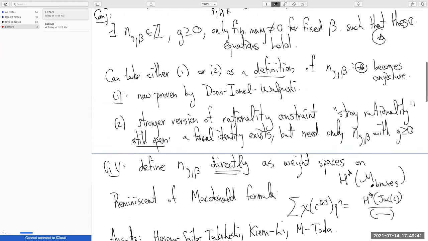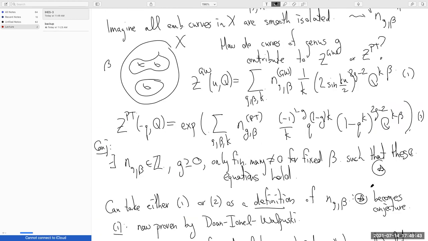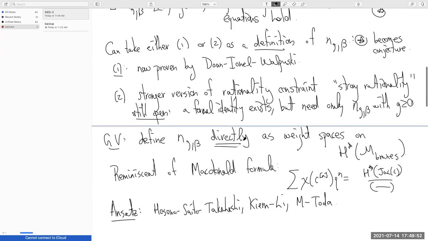But okay, so this is the goal. We have some kind of expression like this, and we want to find a way of directly studying these kinds of numbers. Ideally, it should be something close to what their proposal was, so something cohomological.